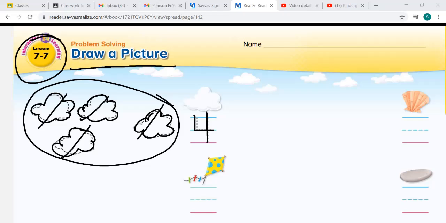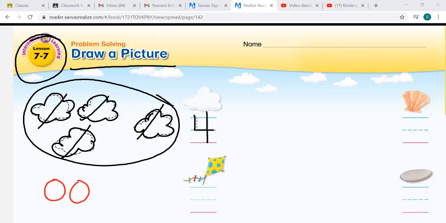All right, now let's look down here. Let's say there are 2 red kites. And again, we don't have to draw kites. We can just draw something to represent the kites. So there's 2 red kites in the sky. So those are representing the 2 red kites.